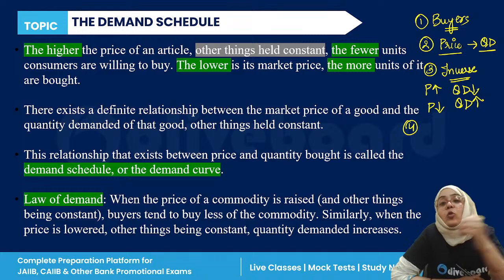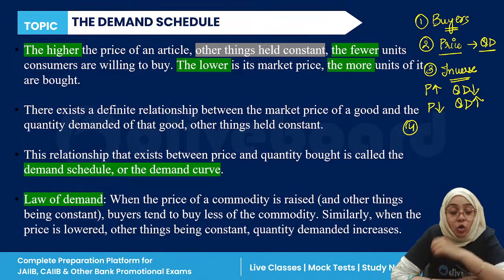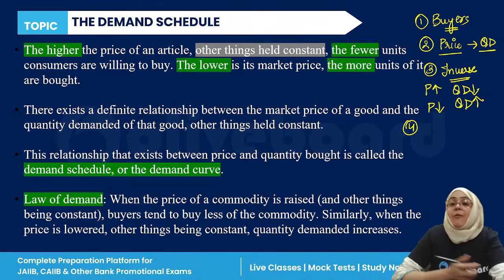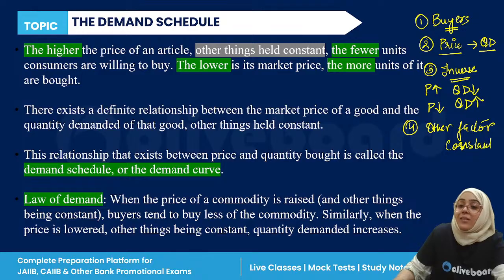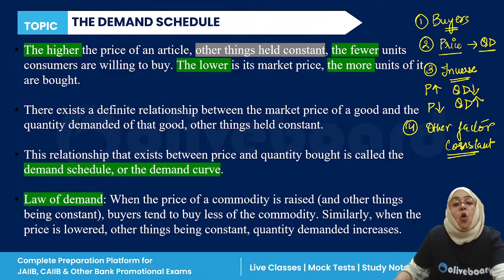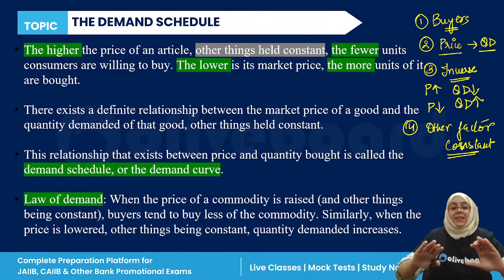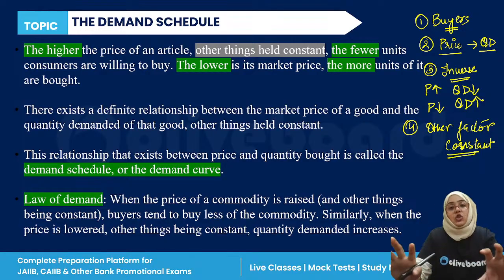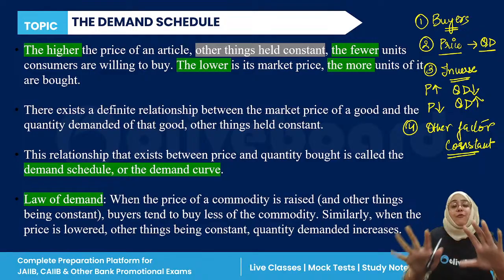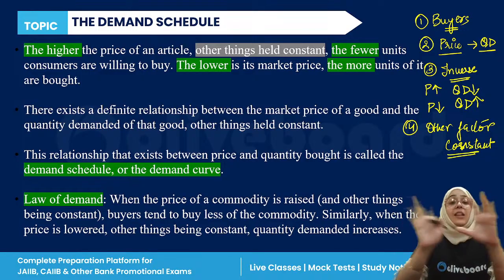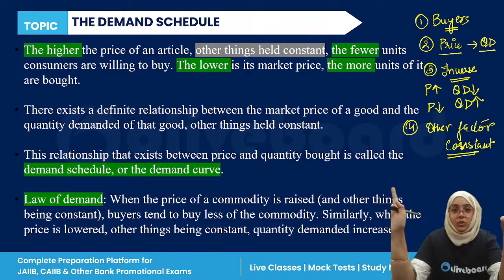So, ma'am, what about these other factors? The law of demand says that we have to take all other factors as constant. We have to hold all other factors constant. Means the law of demand says just assume nothing changes. Income, taste, preference, fashion, climate, everything is constant. There is no change in the other factors.